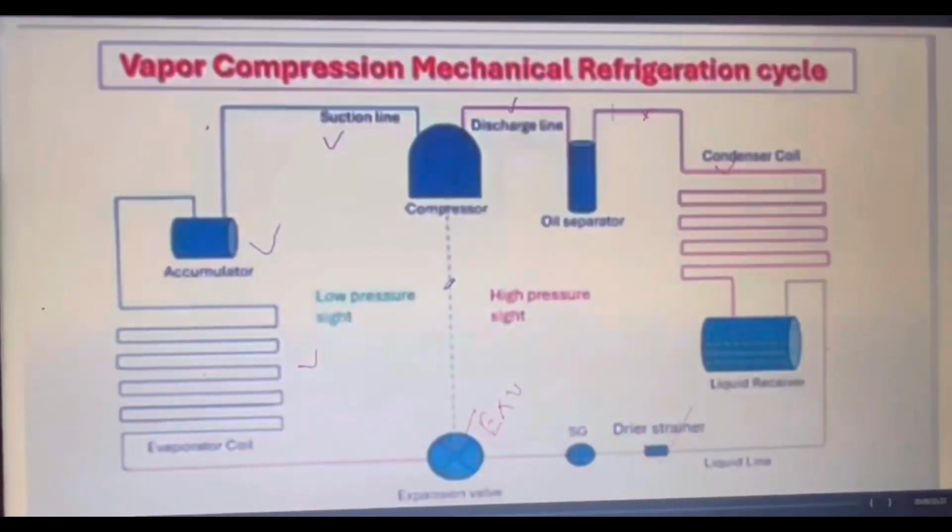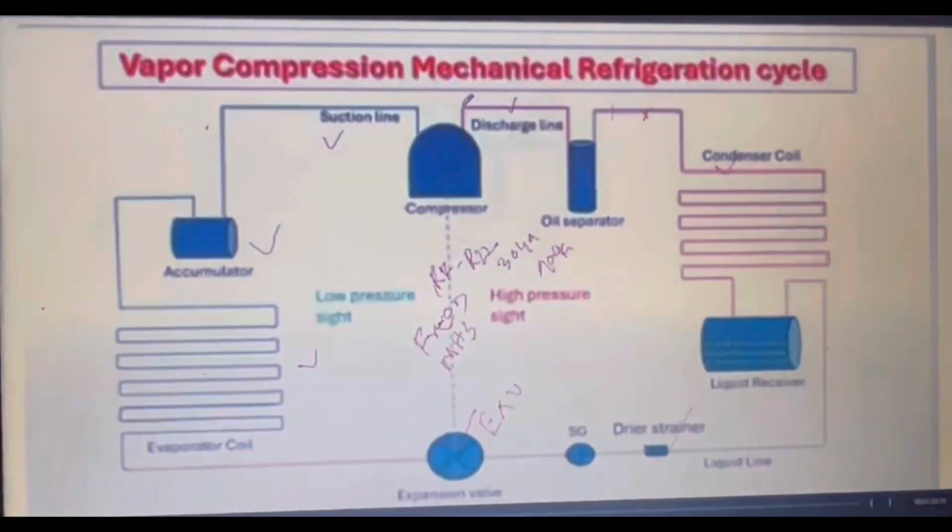In this system, the complete system is charged with a refrigerant like R22, 134A, 404A. These are all refrigerants from the freon group, and some systems use ammonia as the refrigerant. So the system is charged with this refrigerant.